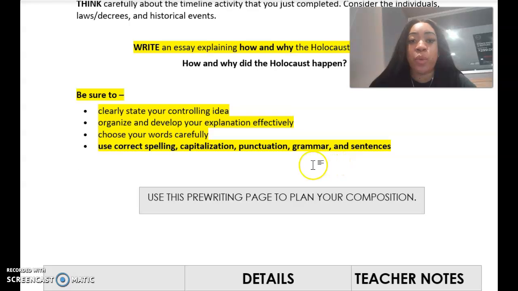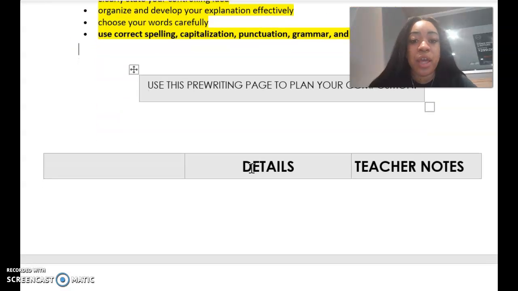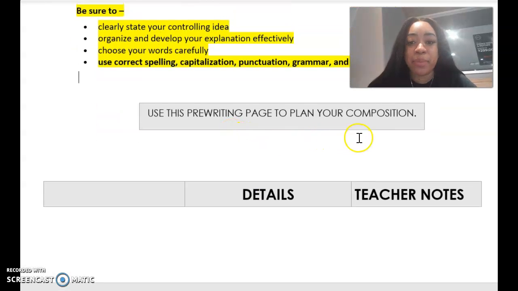Also, we need to make sure that we're using correct punctuation. So that means if it's a question, there needs to be a question mark after it. If it's a statement, there needs to be a period after it. Now, it says use this pre-writing page to plan your composition. So we're now going to move on to the next portion.